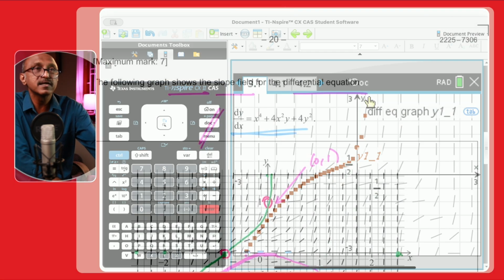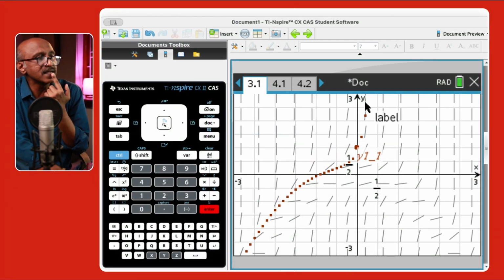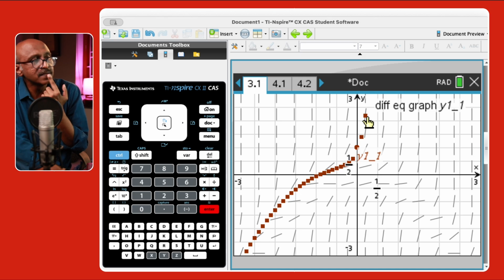Can we come back? Our window setting here was not more than 1.5 up on the y-axis, which is one of the first comments I made. So when you come up here, you can see that this is going up till 3, and that's why you can see it going here.